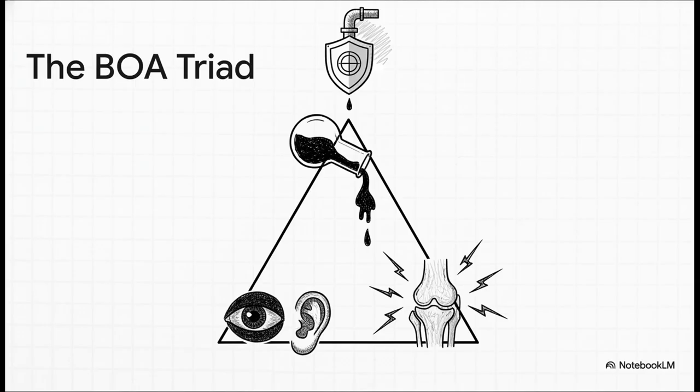Ochronosis is this buildup of a gray-brown pigment in the connective tissues, and you can actually see it in the whites of a patient's eyes or in their ear cartilage. To protect their joints, we use a clever drug called nitisinone. It basically inhibits an enzyme further upstream, stopping that toxic acid from ever being made in the first place.